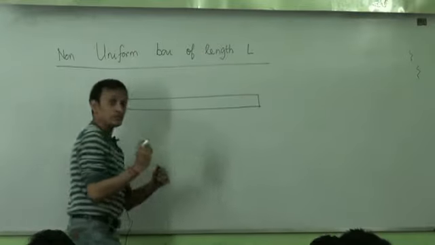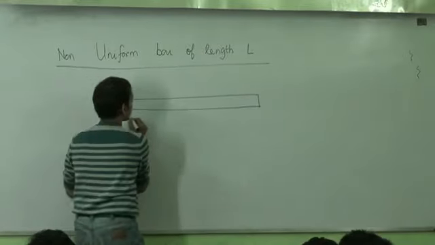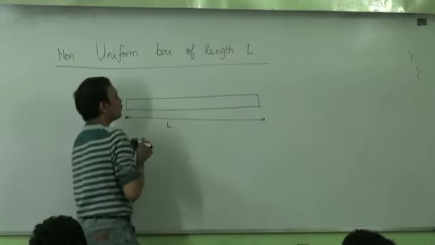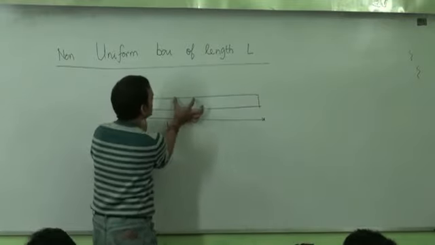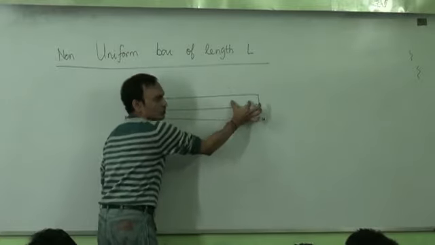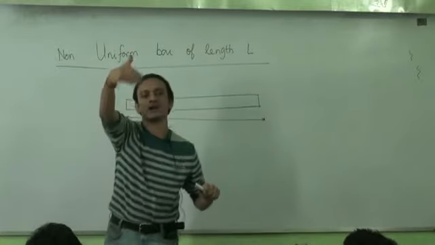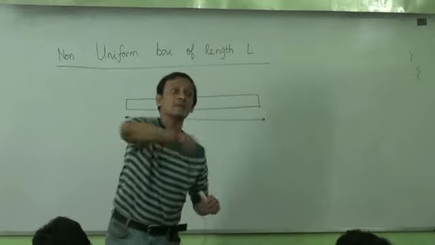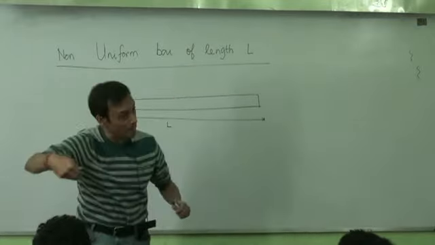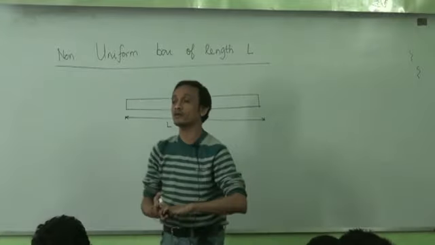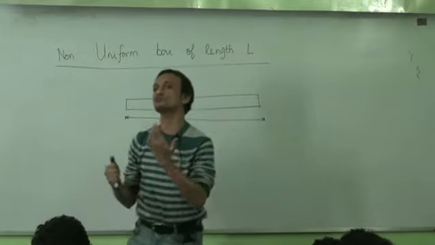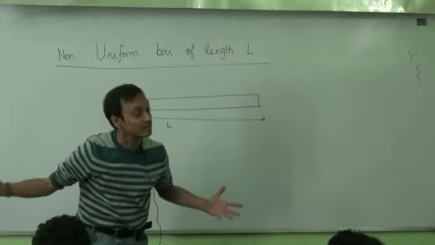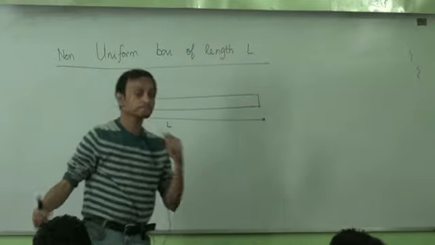Now, when I look at a uniform bar of length L, what it really means is that if I select one unit length anywhere on the bar, then that length will have the same mass everywhere. That means the mass per unit length would be the same at every point along the bar. That's a uniform bar. But a non-uniform bar would not subscribe to this condition. It's going to have a variable mass per unit length depending on where that length is selected.